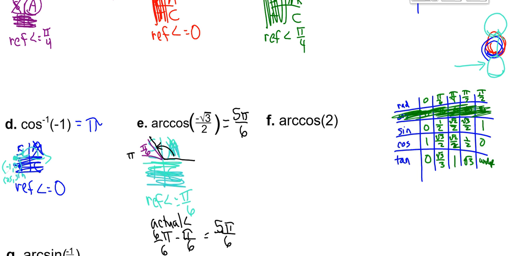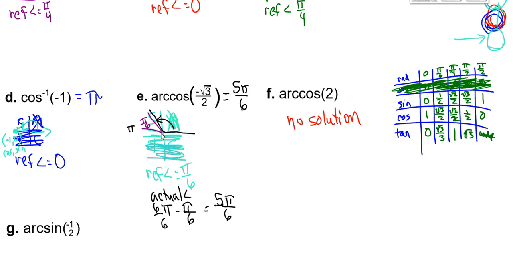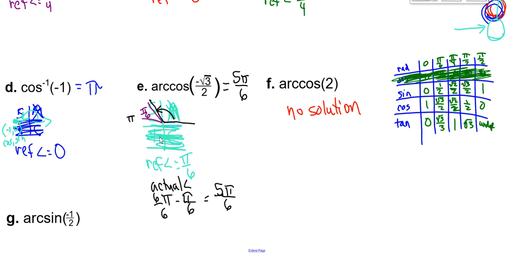Do you recognize nothing? The cosine has to oscillate between -1 and 1, so there's no solution there. If you haven't already tried this last one, maybe you couldn't see it. It's the arc sine of -1/2. If you want to try that, go ahead, and then I'll go over that one as well.